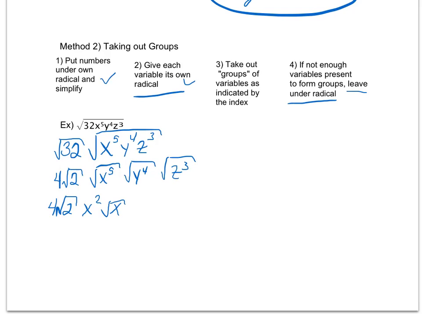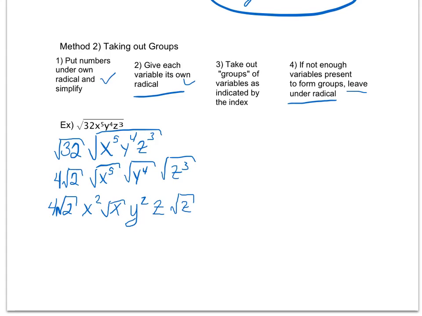And then I go to y to the 4th. All right, if I have 4 y's, my index that's not written is 2. How many groups of 2 can I make? I can make 2 groups of 2. I don't have anything left over to put under a radical. And finally, if I have z to the third, if I have 3 z's, how many groups of 2 can I make? I can make 1 group of 2, and I have 1 left over that goes back under the radical.